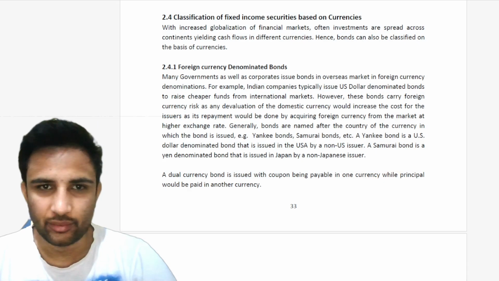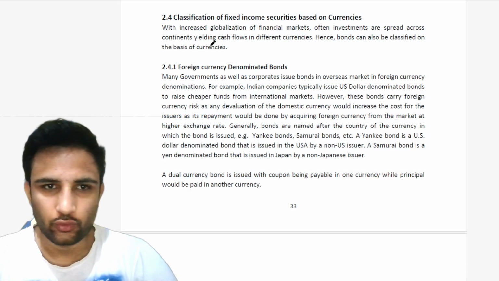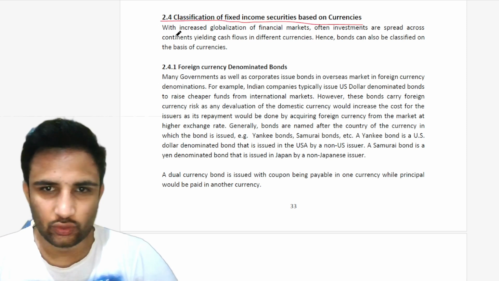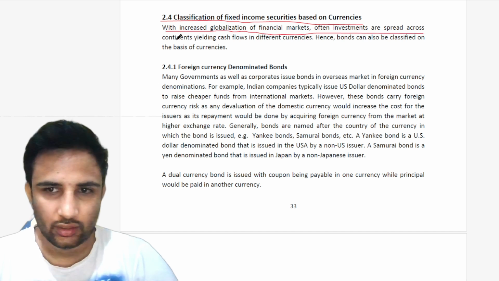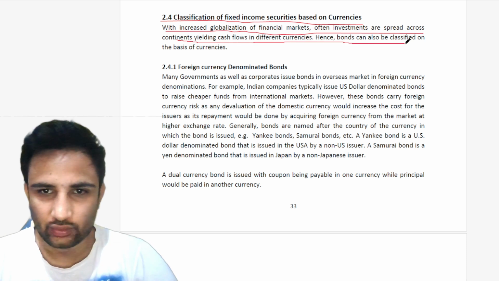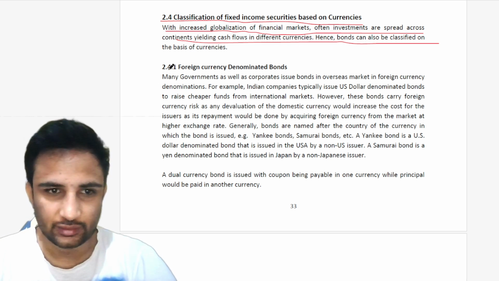Let's continue with the next chapter, that is chapter 2.4, Classification of Fixed Income Securities based on Currencies. With increased globalization of financial markets, often investments are spread across continents, yielding cash flows in different currencies. Hence, bonds can also be classified on the basis of currencies.